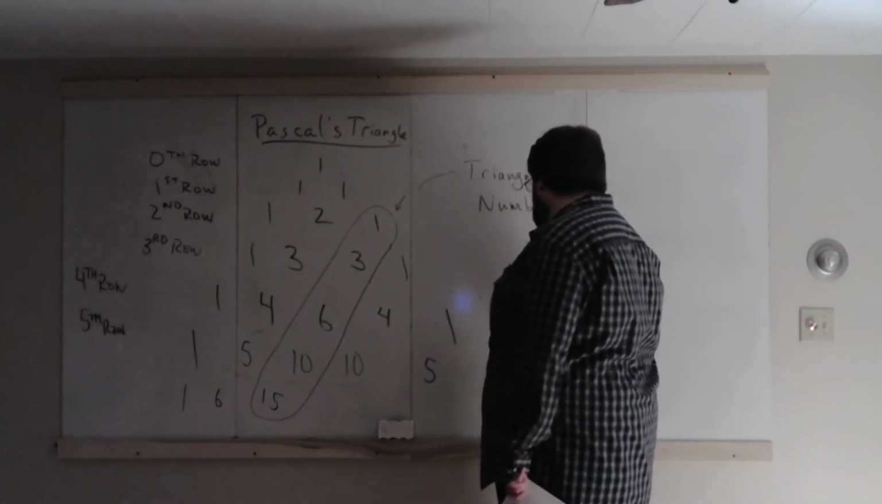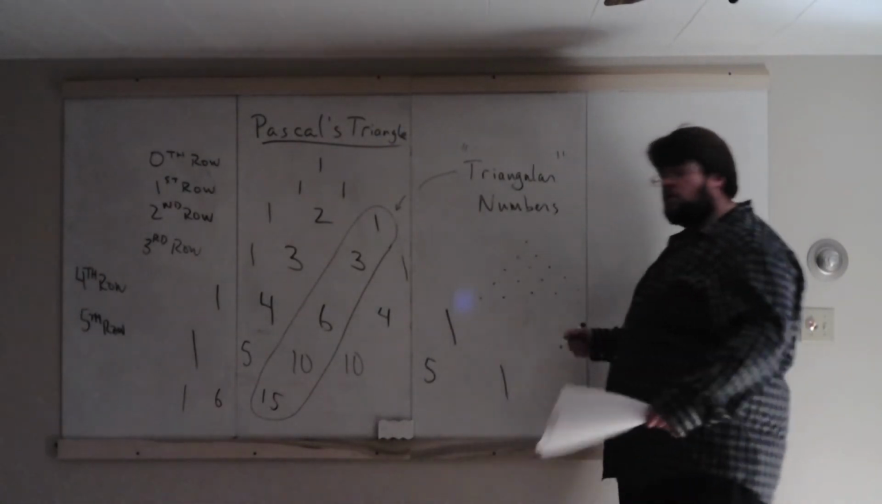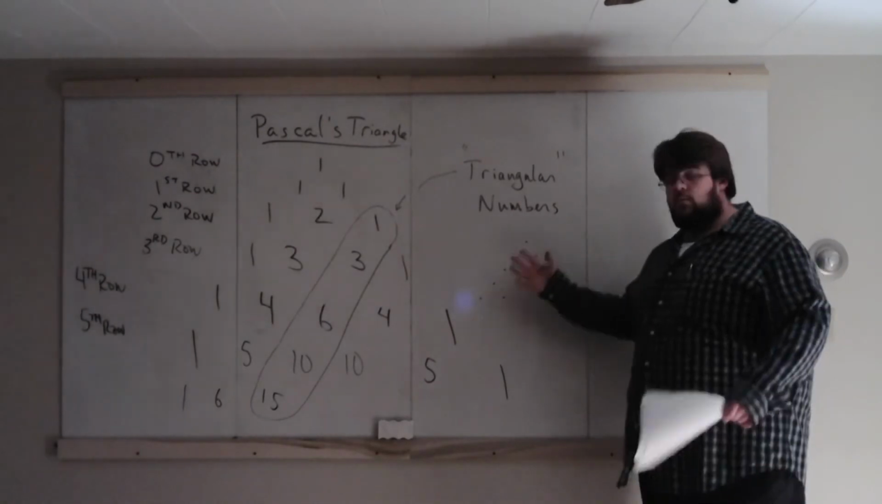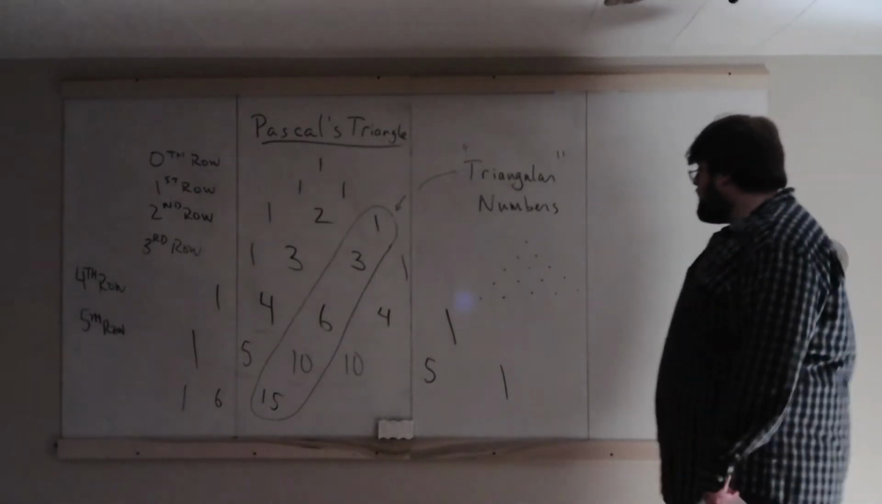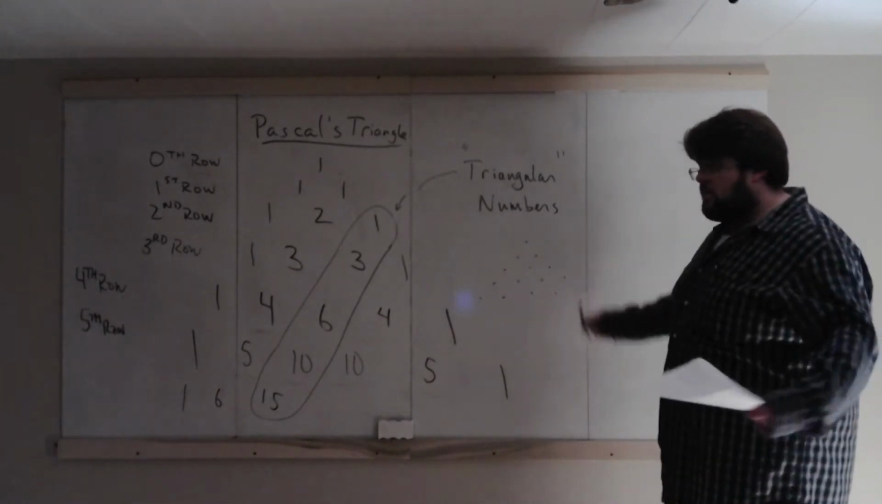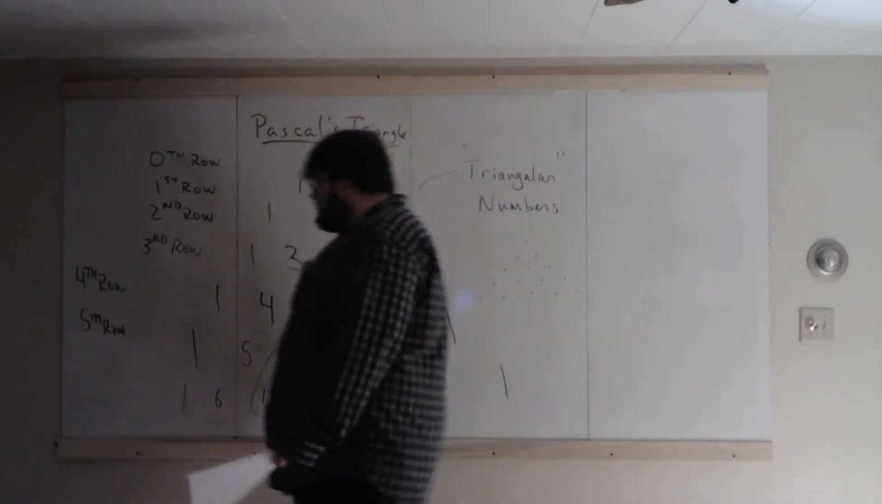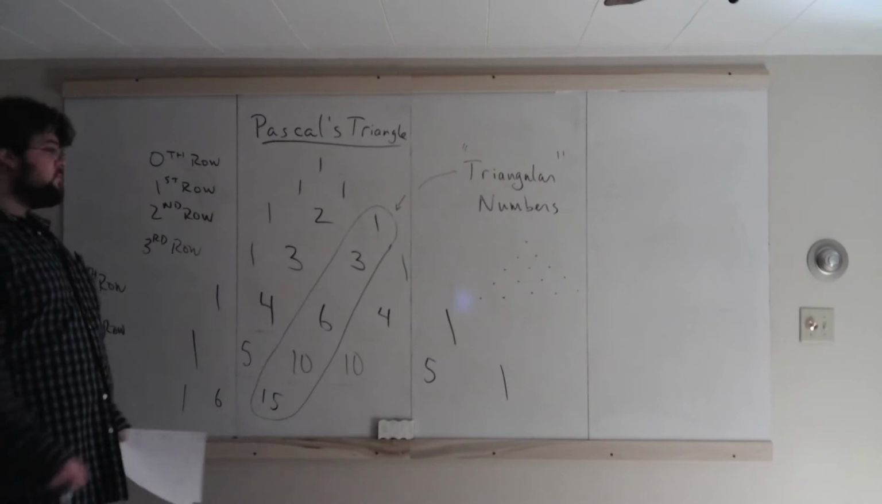15, 15 dots, and so on. So you can see the next number would be 21. And I said that with bowling, those first 10 are bowling pins. I think that's the easiest way to see them, I guess.